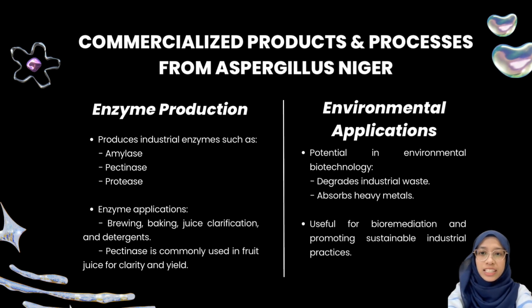In addition, next to citric acid, Aspergillus niger is also a major source of industrial enzymes such as amylase, pectinase, and protease. These enzymes have applications in brewing, baking, fruit juice clarification, and detergent manufacturing. For example, pectinase is commonly used in the fruit juice industry to enhance clarity and yield.